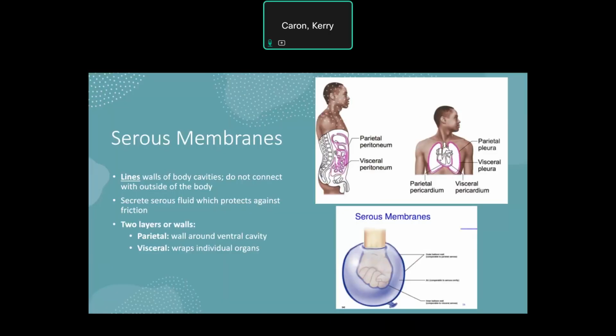Okay, membranes. Membranes essentially, and I like this picture, this is the best picture. It's kind of like a big water balloon that you put your hand in, okay? Membranes are very, very important. They line the body cavities. Without them, we would have organs against bone. So they line the body cavities and they do not connect with the outside of the body. So they're kind of internal fluid-filled sacs. They have this fluid, which is called serous fluid, if it's serous membranes.